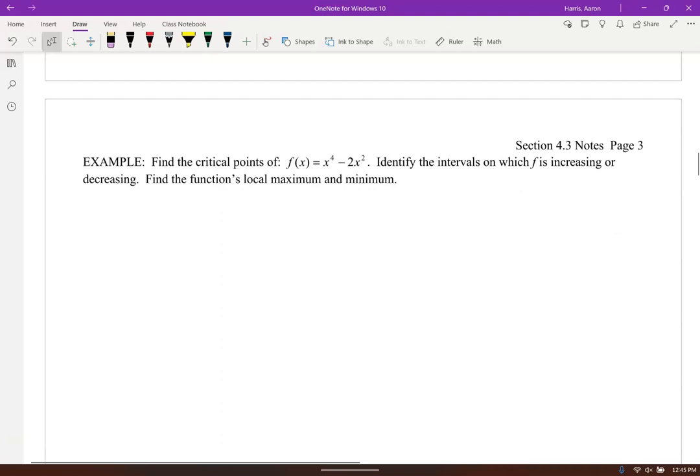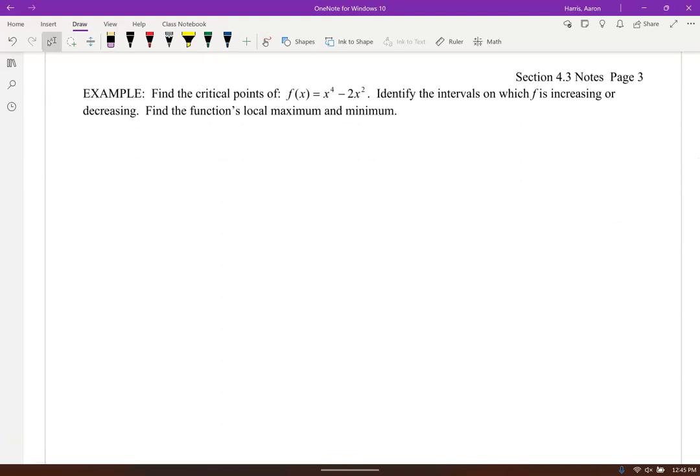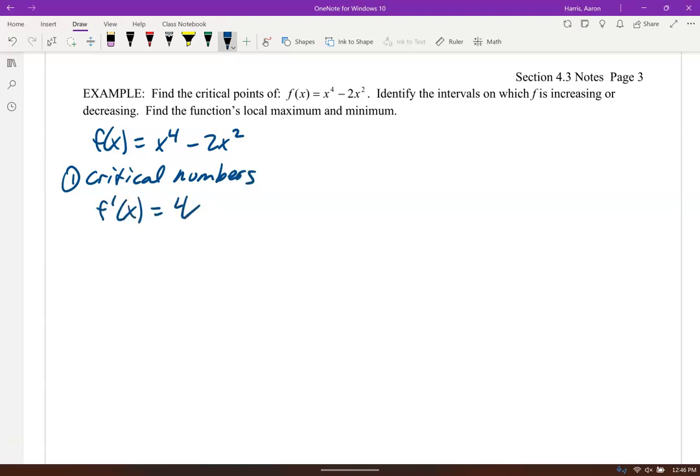Let's see if we can make sense of it with this basic function, x to the 4th minus 2x squared. So we've got this polynomial function, and first of all, we should say this is a polynomial, so it's continuous and differentiable throughout its domain. Let's write it down. Number 1, let's find our critical numbers first. Let's take the derivative: 4x to the 3rd minus 4x.